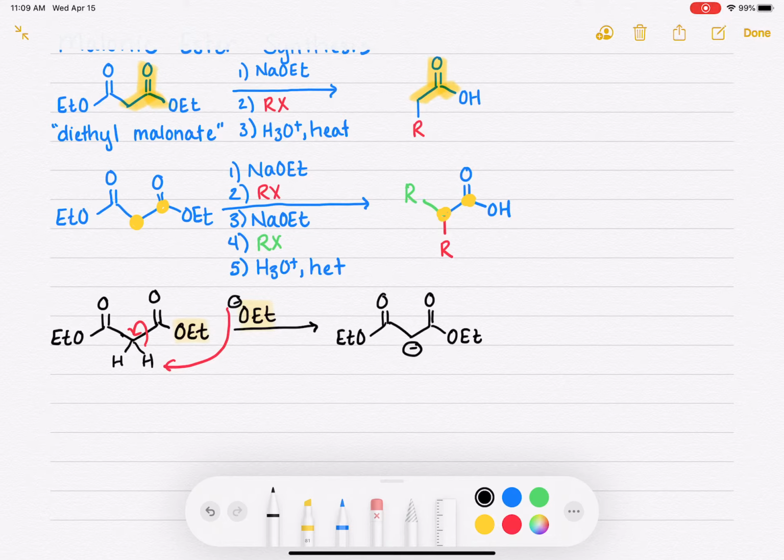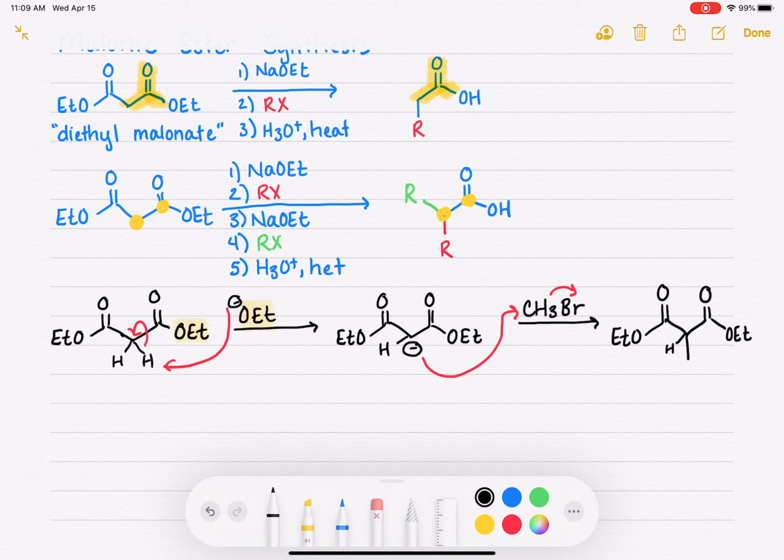And we make this enolate, and then we bring in an alkyl halide. Let's just do, for the first one, let's do CH3Br, and this is just going to do an SN2 and add that first R group to the malonic ester, like that. And we still have that alpha hydrogen there. Go ahead and draw that guy back in.